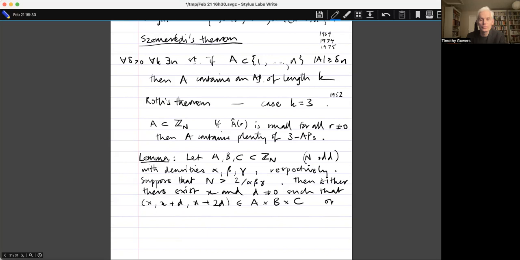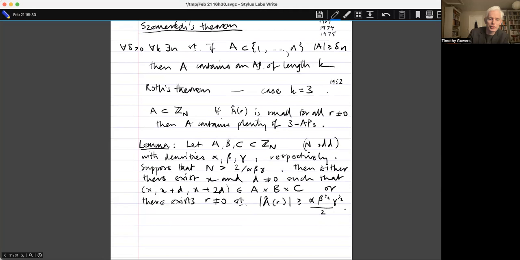Or there exists r not equal to 0. So here's our not small Fourier coefficient: the modulus of A hat r is greater than or equal to alpha beta to the half gamma to the half over 2. And that number will arise fairly naturally.